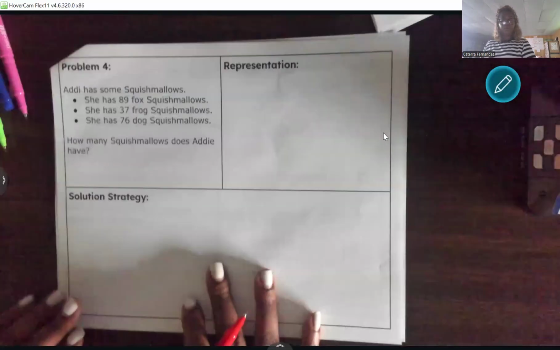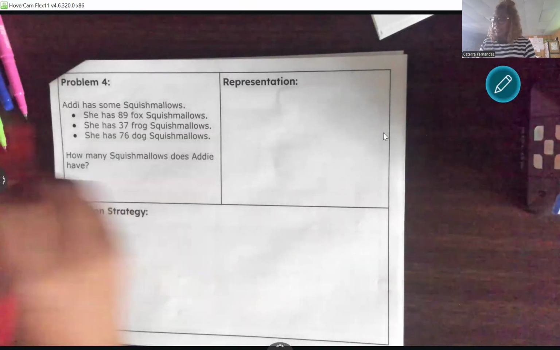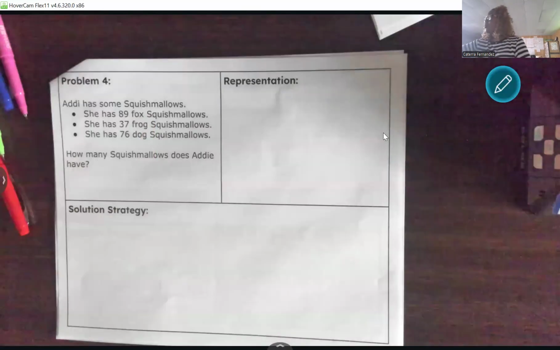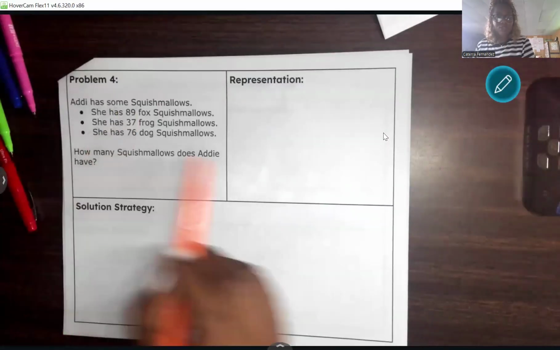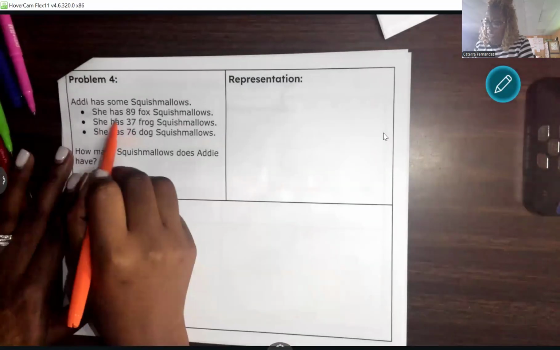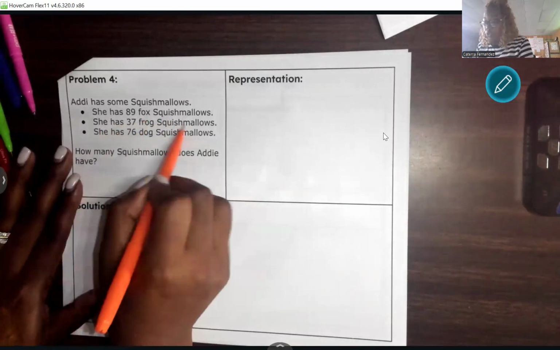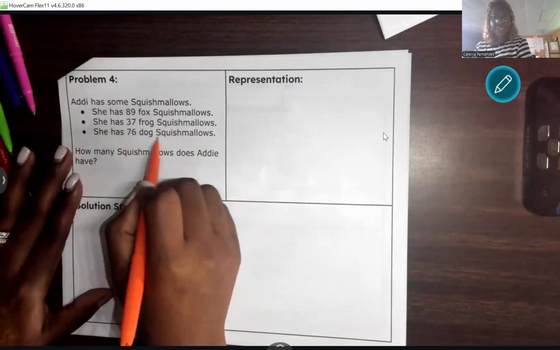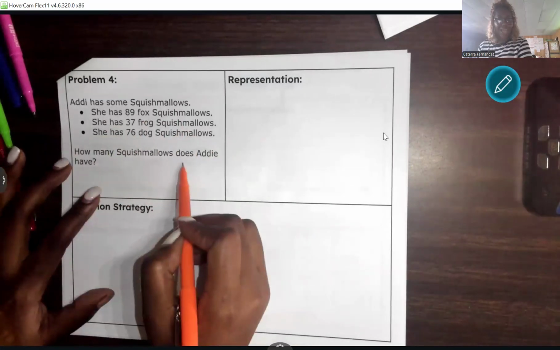Same thing for problem 4. Let's go ahead and take a look at problem 4. Addie had some Squishmallows. There we go. Addie had some Squishmallows. She has 89 fox Squishmallows. She has 37 frog Squishmallows. She has 76 dog Squishmallows. How many Squishmallows does Addie have?